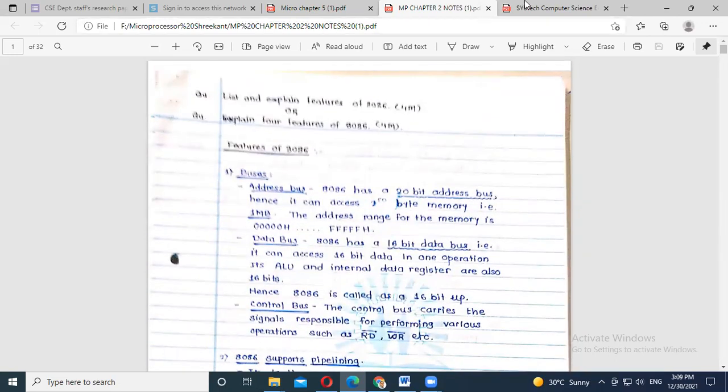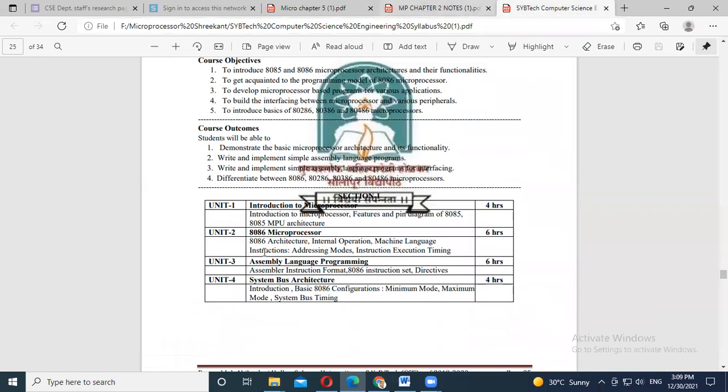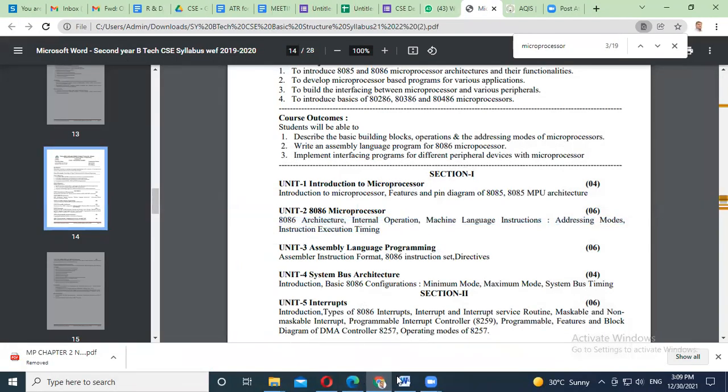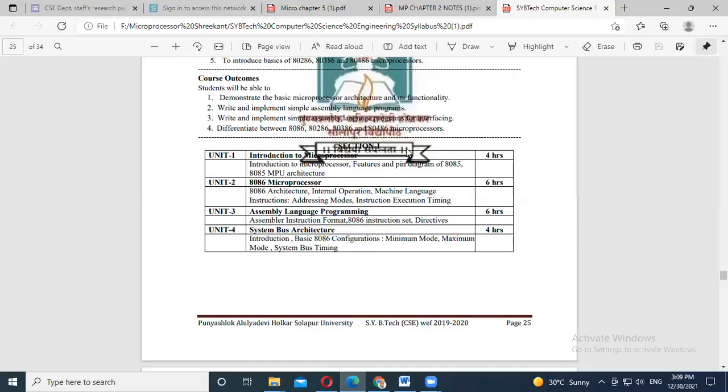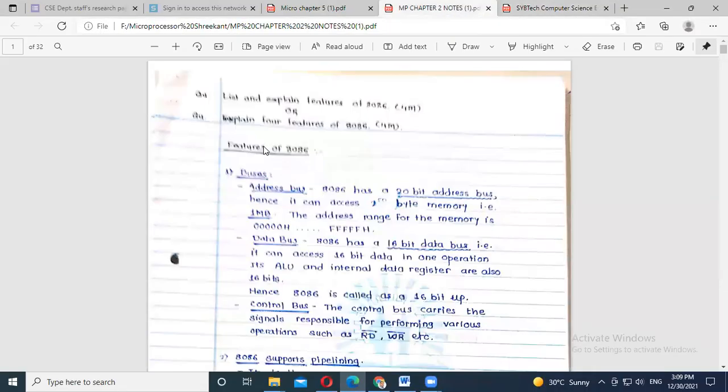At first, as per the syllabus, 8086 architecture and internal operations. Before that, I will give a brief introduction, which I will mention in my notes: the features of 8086. Previously in unit number 1, we studied some points. I will give you a 5 minute refresh for that. What are the things we studied?